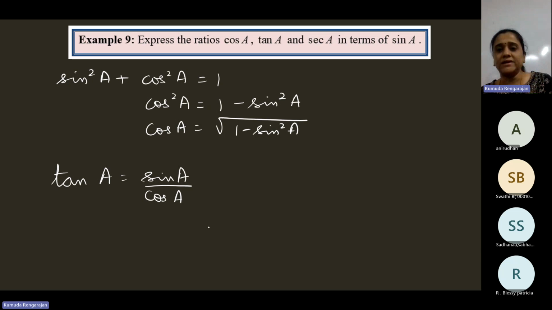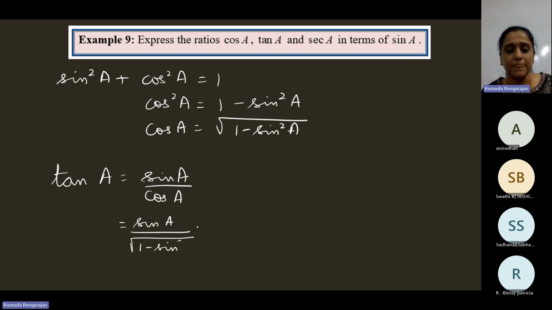Now we have to write tan in terms of sin. That means cos we don't want. So this is equal to sin A by what is cos A? We just found it: root of 1 minus sin square A.